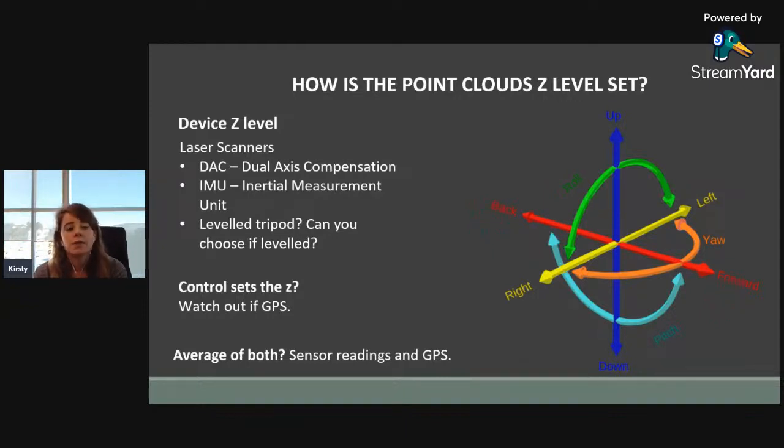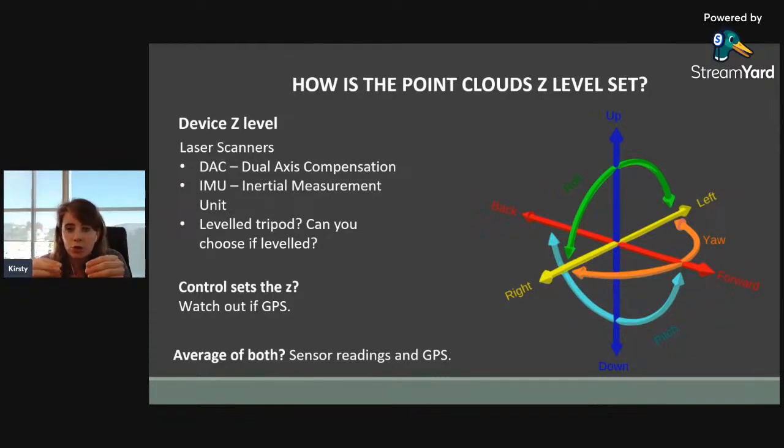But those device Z levels might also be redundant if the application of control disregards the Z values of those individual scanning devices. So what I mean by this is, when you apply your control into your point cloud, different software have different ways of applying that control.